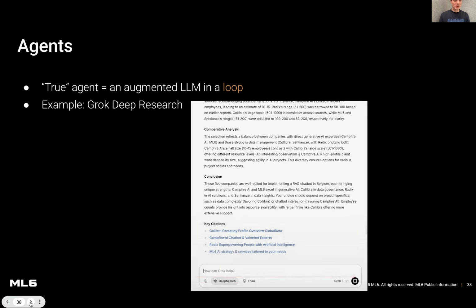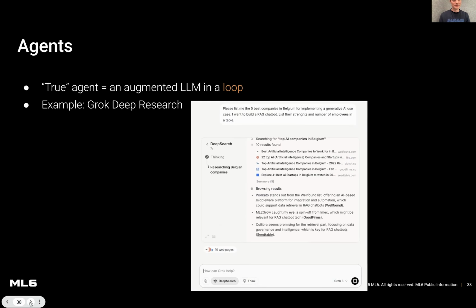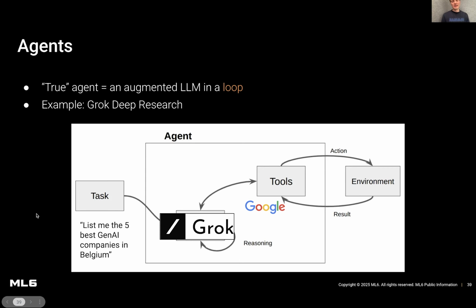And we can again map that to the figure. So in this case, the LLM is not an OpenAI model or Claude Sonnet 3.7. In this case, it's Grok, the LLM developed by XAI, and you can give it a certain task like, list me the 5 best Gen AI companies in Belgium, and then equipped with a search engine like Google Search, it can just autonomously research the topic, gather more information from different web pages, summarize that, and then go on in a loop until it comes up with a certain report.